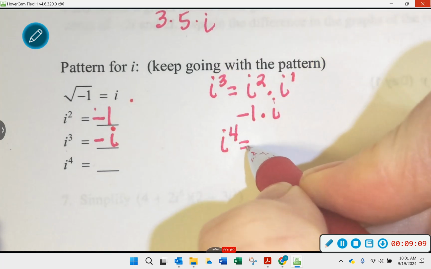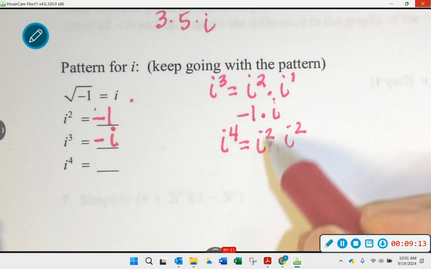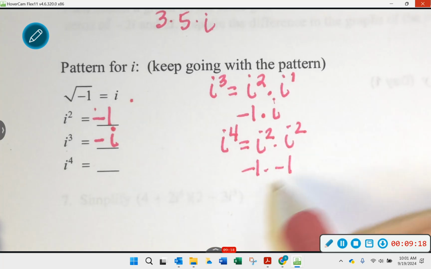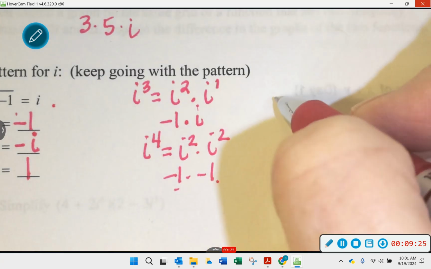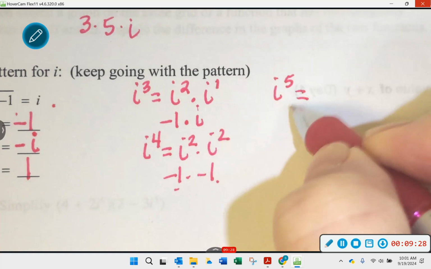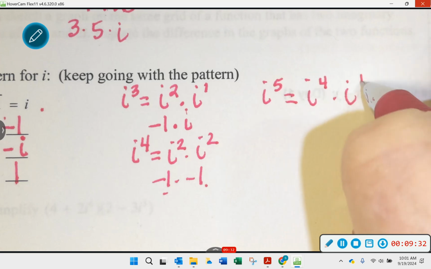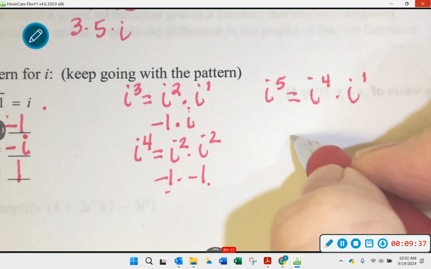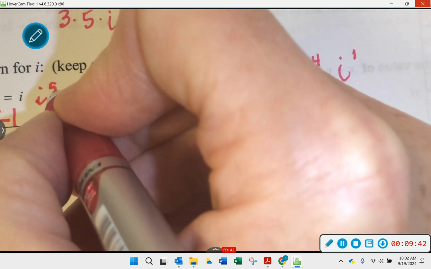Well, i to the fourth would be i squared times i squared. What did we say i squared is? So it's -1 times -1. What's -1 times -1? +1. All right, we're going to do i to the fifth. i to the fifth is going to be i to the fourth times i to the first. Well, what's i to the fourth? 1. Times i. So what's i to the fifth going to be? Just i.